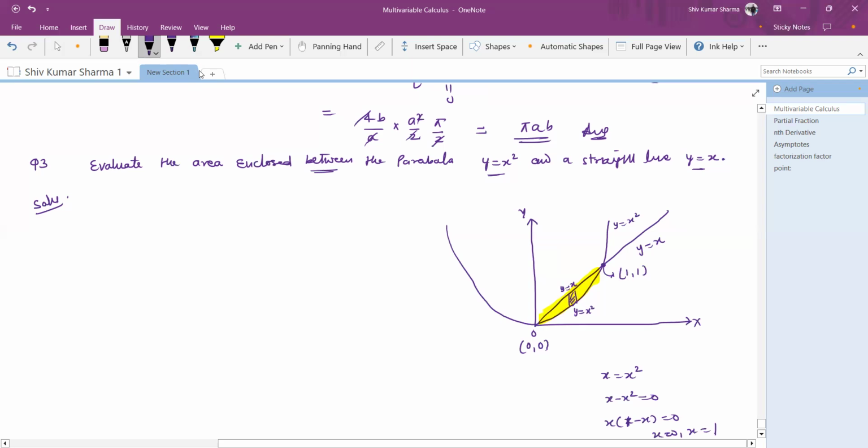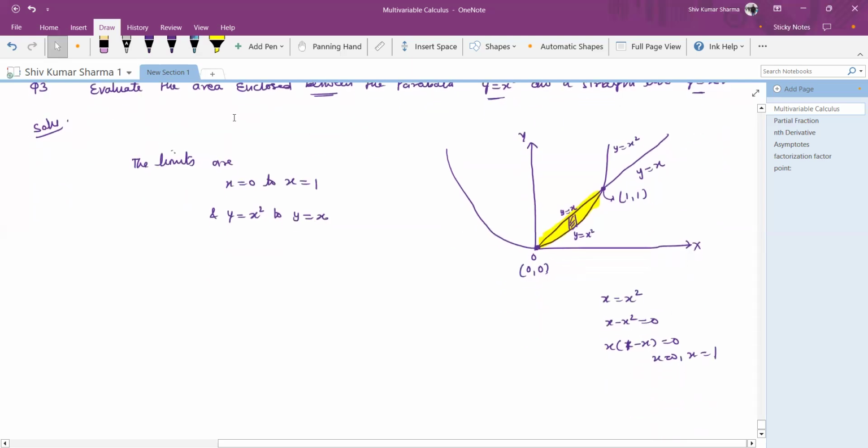So the limits are x equal to 0 to x equal to 1. Here x equal to 0 is the origin and x equal to 1 is this point. For x equal to 0 to x equal to 1, the strip is taken parallel to the y-axis, so y goes from x square to y equal to x. So these are the limits.